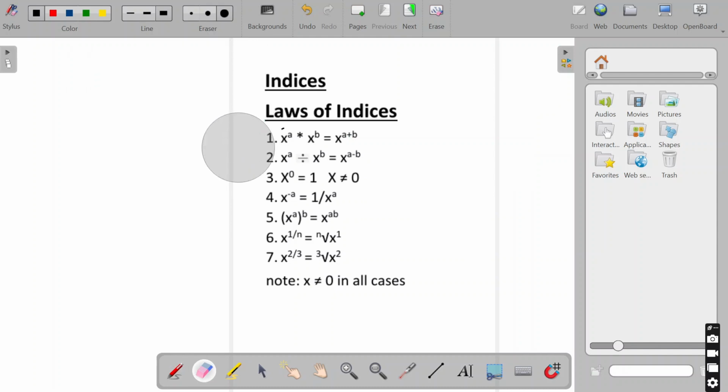So the very first law of indices says x raised to power a times x raised to power b equals x raised to power a plus b. So I would try as much as possible to make it simple. Let's take, for instance, a problem like 2 raised to power 3.